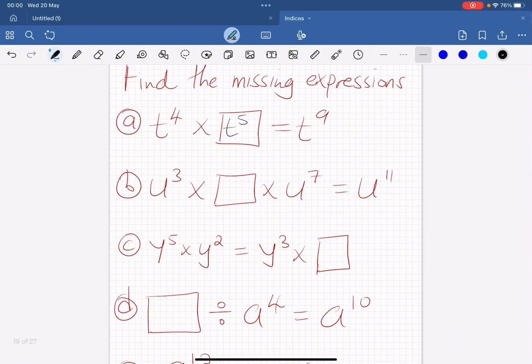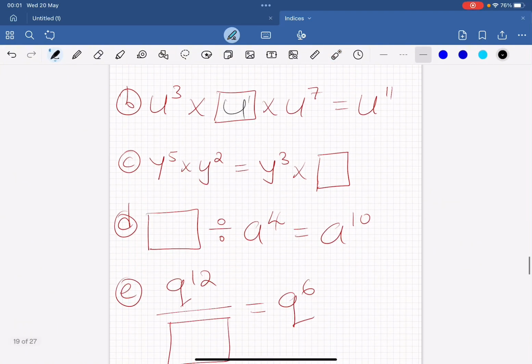Now, this one says u to the power 3 times something in a box times u to the power 7. 3 plus 7 is 10, so this has to be u. U is the same as u to the power 1. So if you add the powers, 3 plus 1 is 4, plus 7, that's 11.